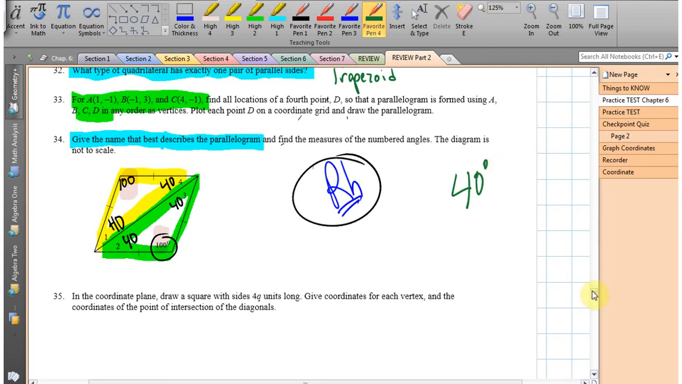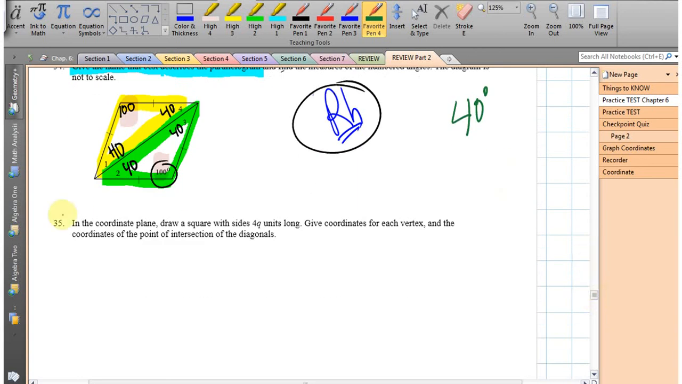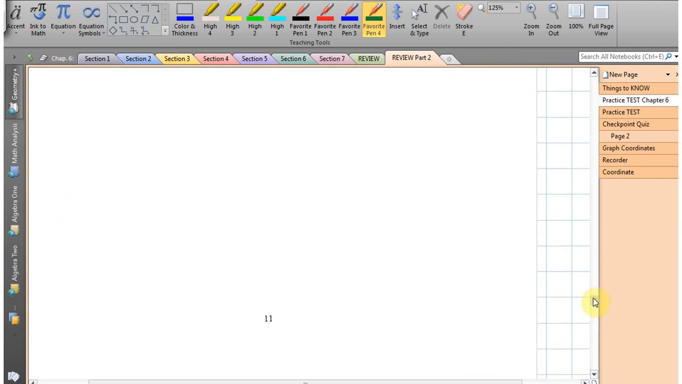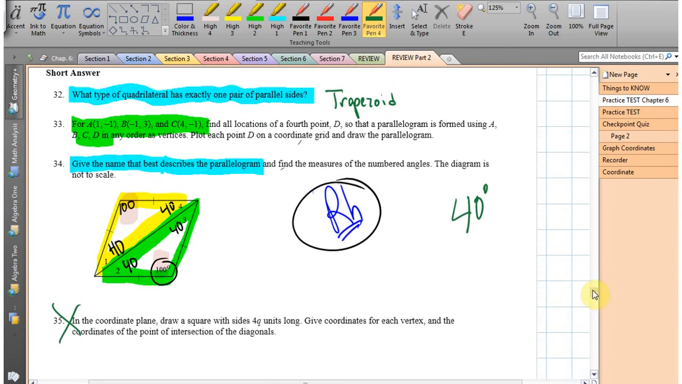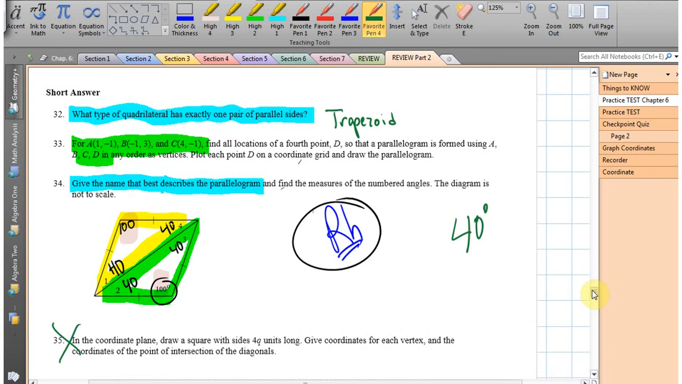Okay, I think we're just about done because 35 doesn't apply to our test. We did not teach the entire chapter, and that is going to be taught in the second semester. So that's all you're responsible for.